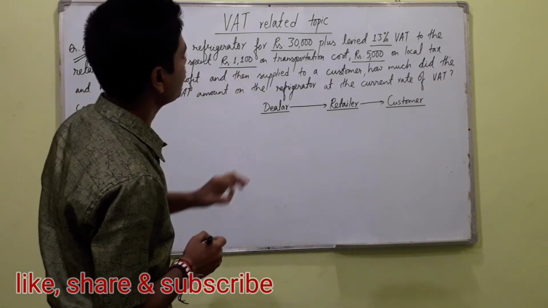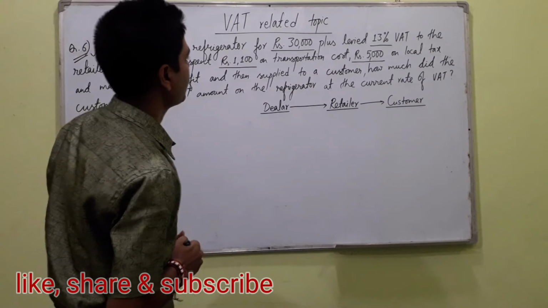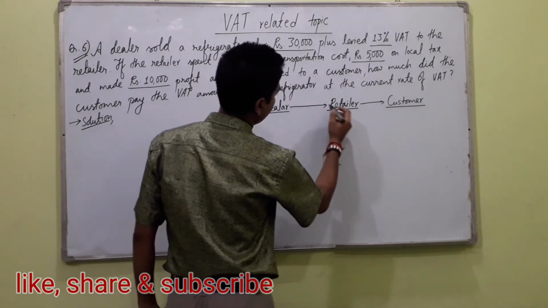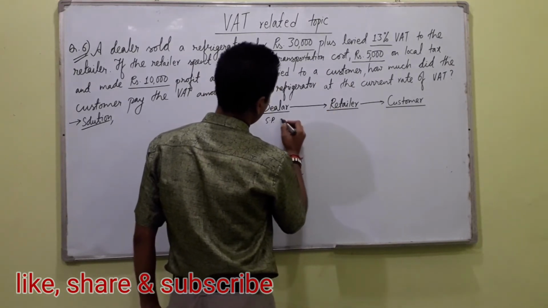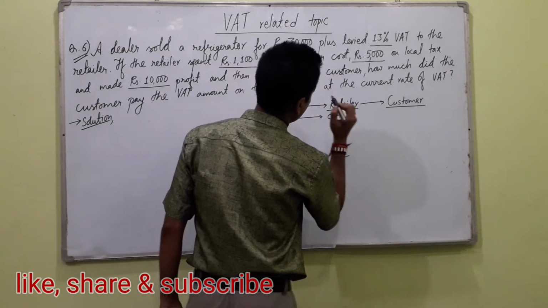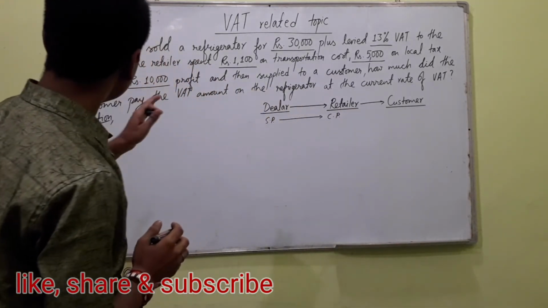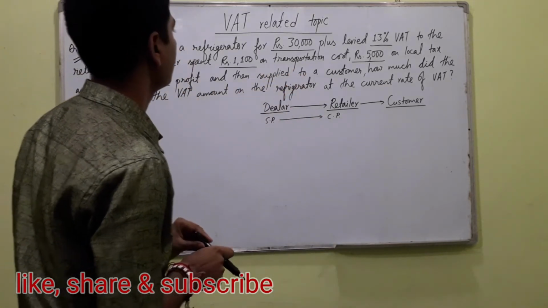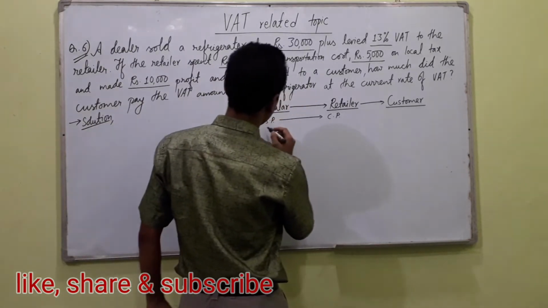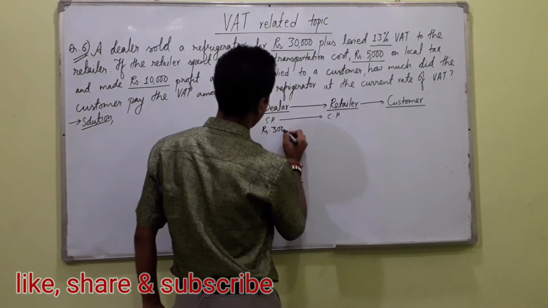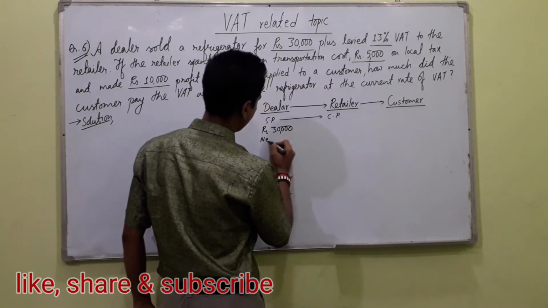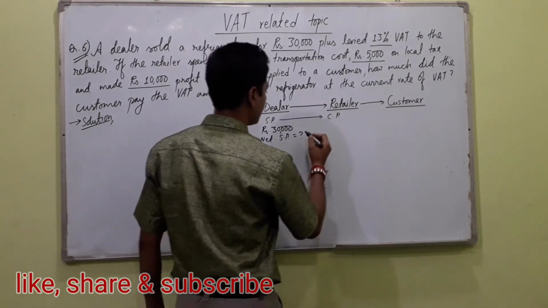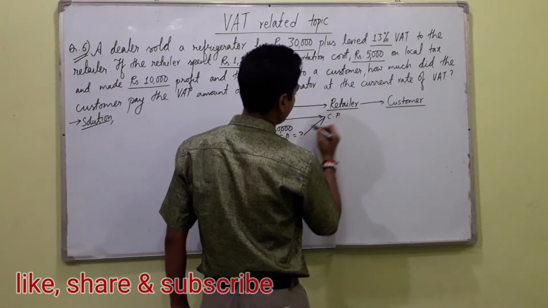The first line here: a dealer sold a refrigerator for rupees 30,000 plus levied 13% VAT. It means the dealer has sold to the retailer, so the selling price of the dealer will be the cost price of the retailer. It means the selling price is rupees 30,000 and the net selling price is needed to be found. After finding the net selling price, it will be the cost price for the retailer.